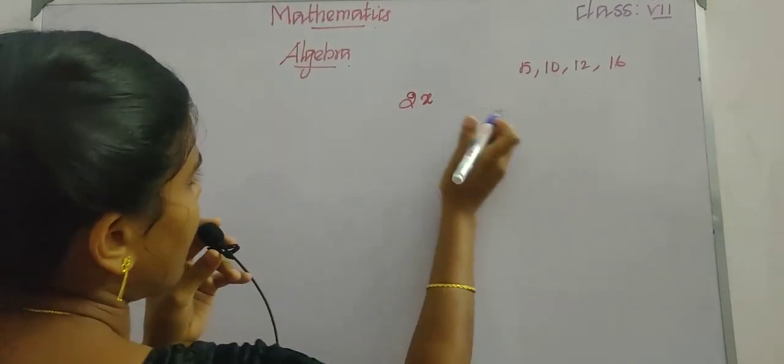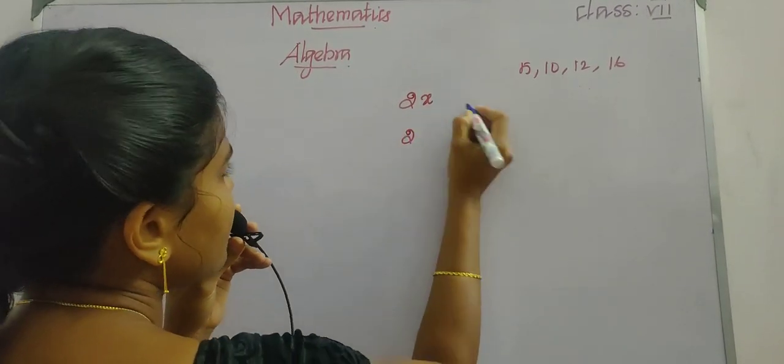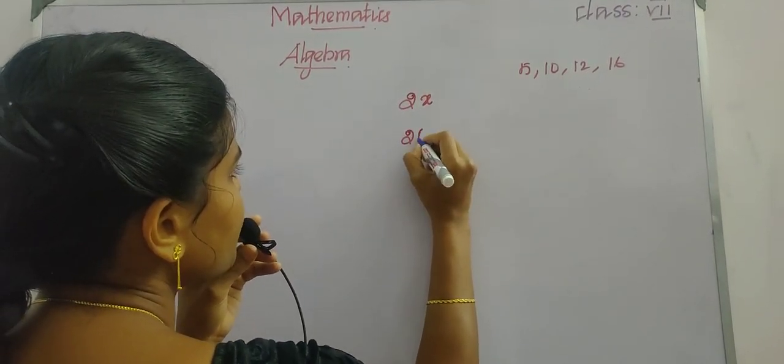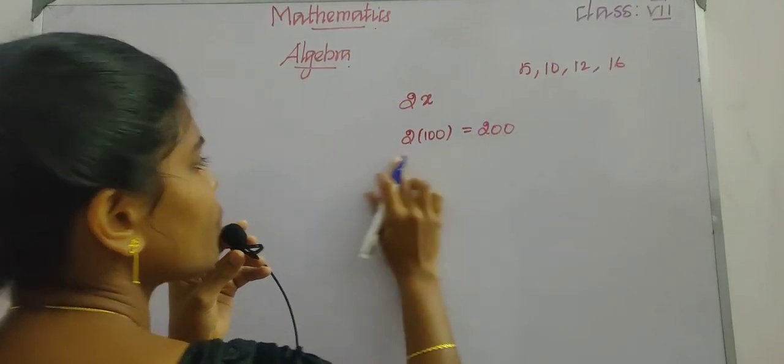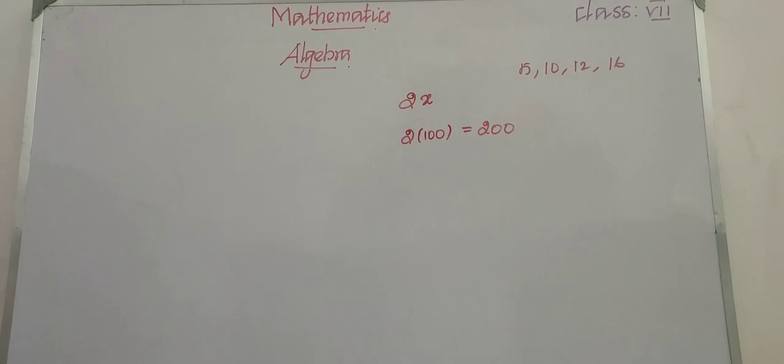This x may be 100. If 100 people come to your house, you can say 2 into 100, 200. For 100 members you need to buy 200 chocolates. So this is how we use algebra in our day-to-day life. Likewise we can use algebra in many places in day-to-day life.